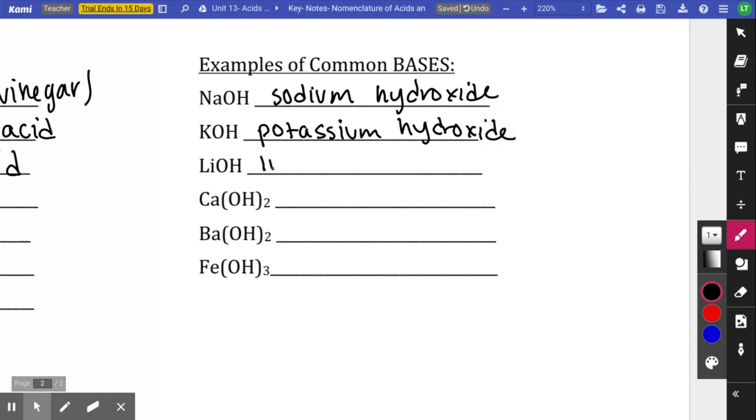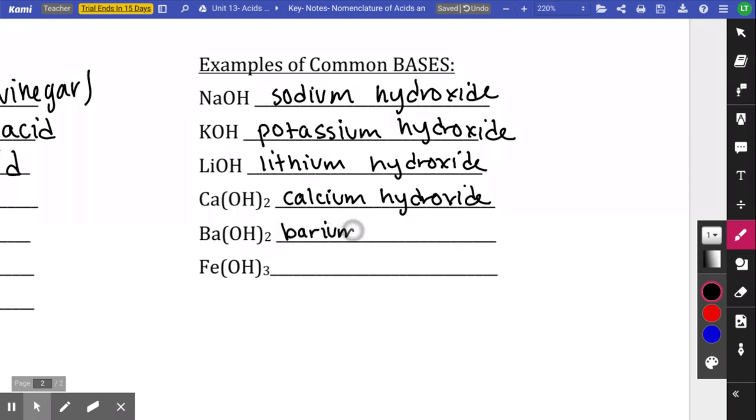All right. Same thing, lithium, and then hydroxide. Calcium hydroxide. And then barium hydroxide. Hopefully you get the idea.